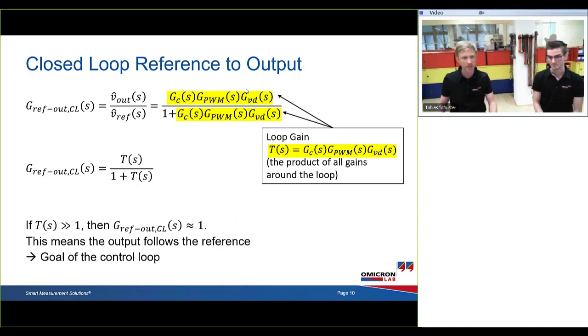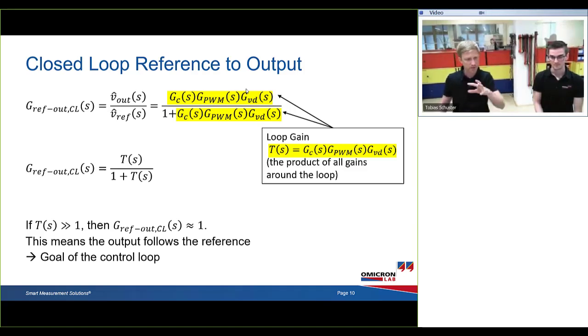And if we do that, the closed loop reference to output transfer function, that's the G ref out CL. So the CL stands for closed loop. That's output voltage over reference voltage, of course. And by restructuring the equation from the previous slide, we end up at the simplified equation that you can read in the second row, and that's G ref out closed loop equals T over 1 plus T. And that's the typical closed loop transfer function form, where you have the 1 plus T in the denominator, where T is the loop gain, so the product of all gains around the loop.